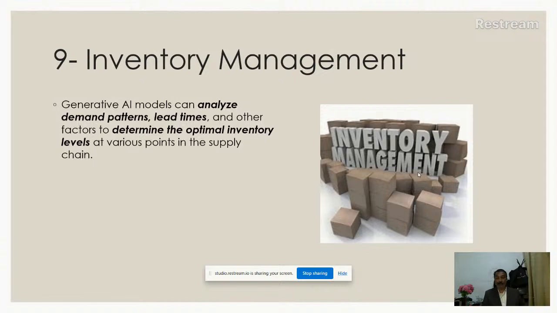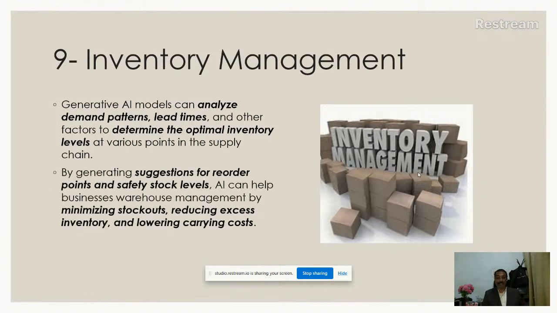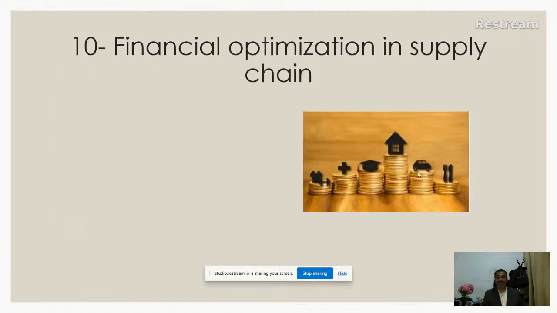It is able to analyze demand patterns, lead times, and other factors to determine optimal inventory levels at various points in the supply chain. It can generate suggestions for reorder point and safety stock level. It can also help warehouse management by minimizing stockouts, reducing excess inventory, and lowering inventory carrying cost.